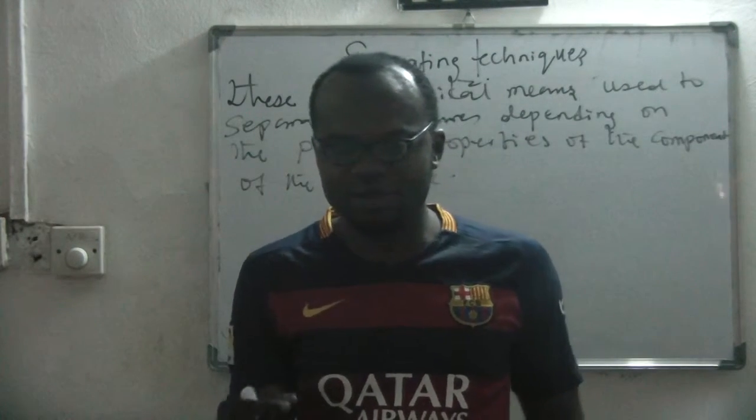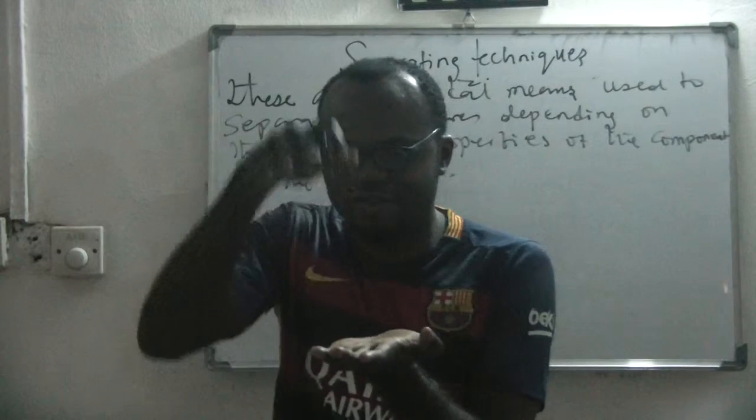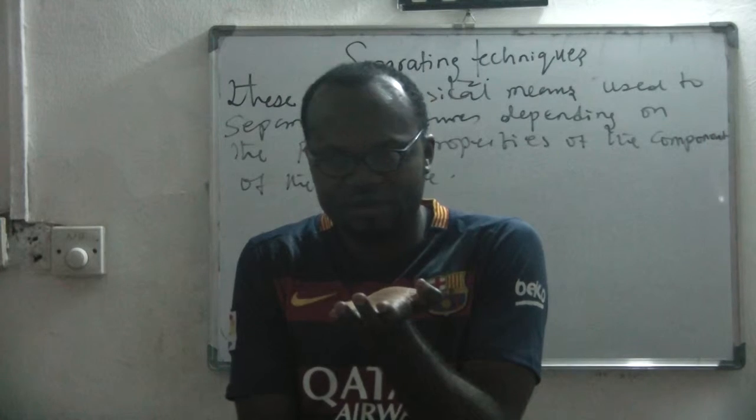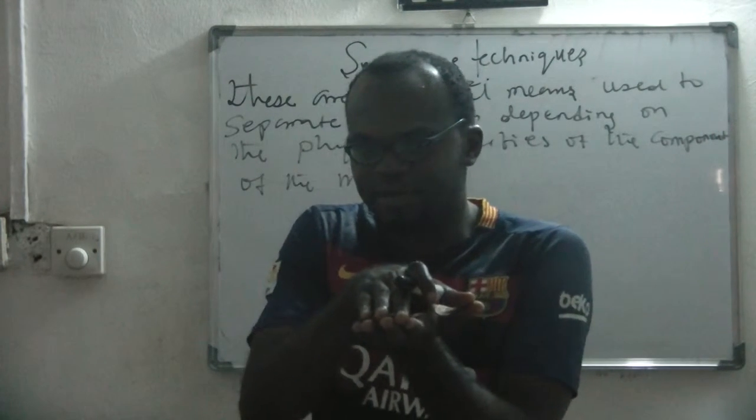Then if you have sand inside water, how can you separate sand from water? Can you use hand picking? No, you use sieving. Because when you place a sieve and you pour the sand and water, the water will go down through the sieve, whereas the sand remains.